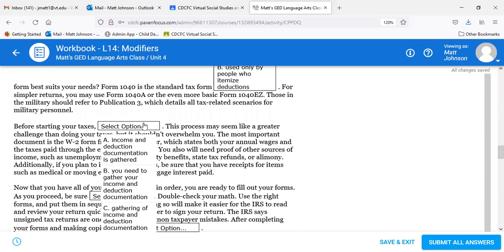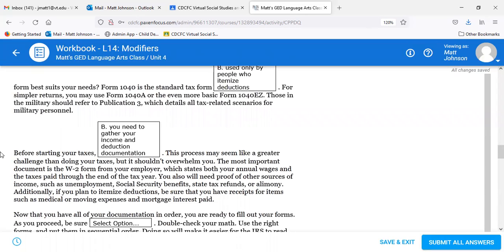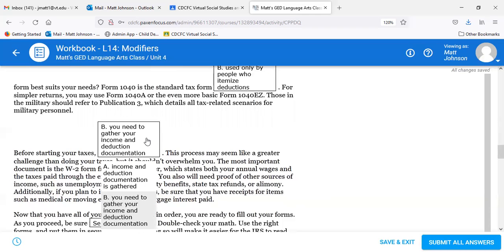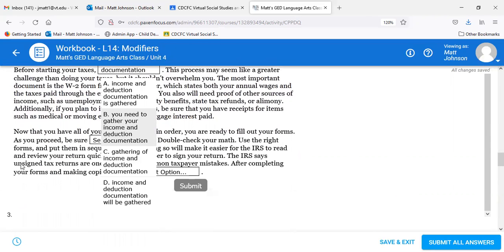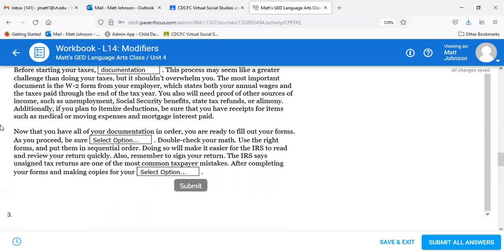Before starting your taxes, you need to gather your income and deduction documentation. The correct answer is B. Here, you are the subject before starting your taxes. So in that next phrase, we need to start with you to give that an explanation. Who is starting your taxes? Who needs to gather the income and deduction documentation? That's the same person. So we're going to put you there. B.